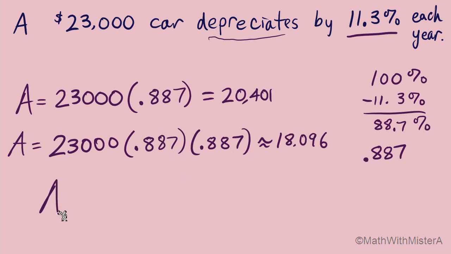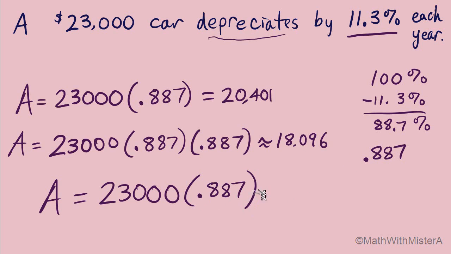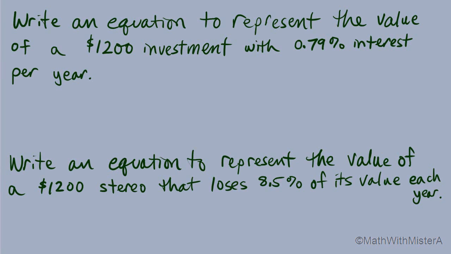$18,096. So our exponential model for the value of this car, starting with $23,000, we would multiply by 0.887 for each year. So we could use the exponent to represent years, so that each year represents multiplying by another 0.887, which is an 11.3% decrease.